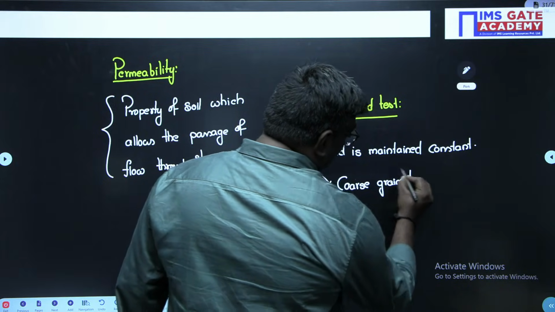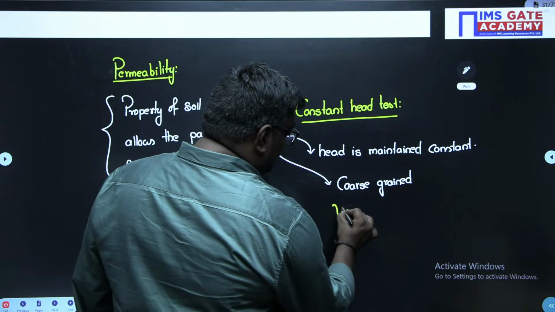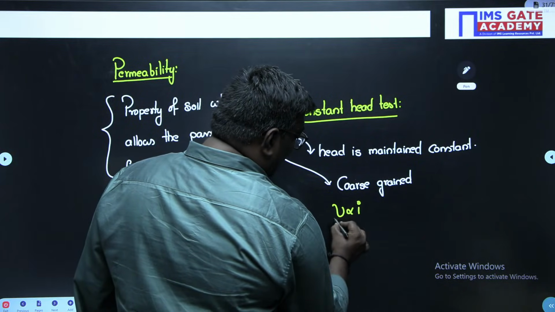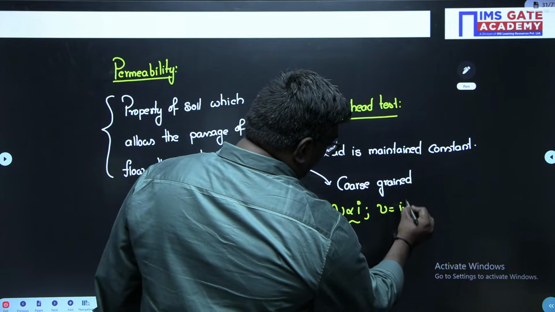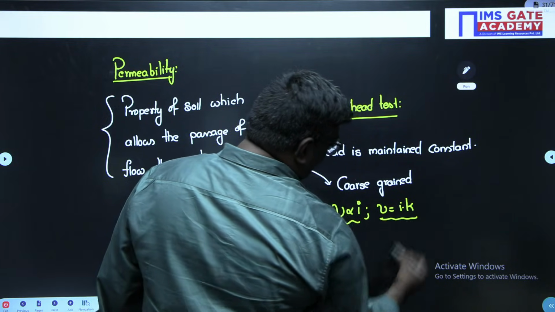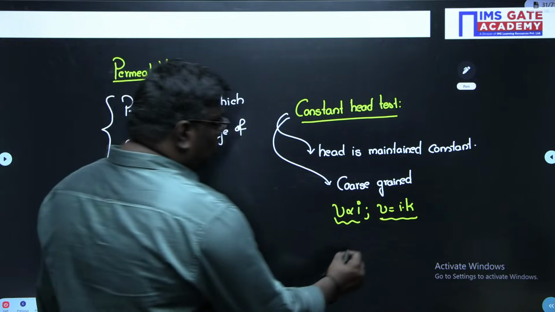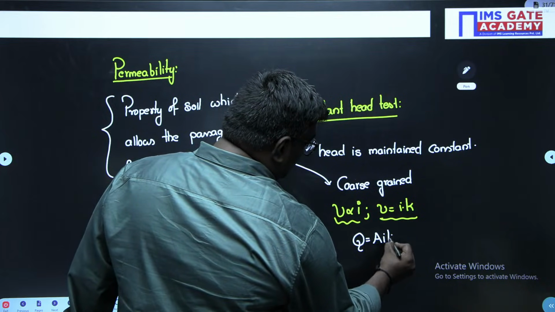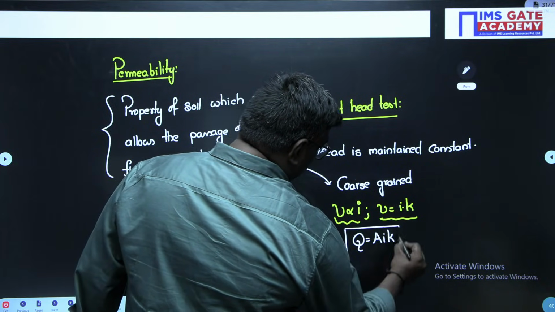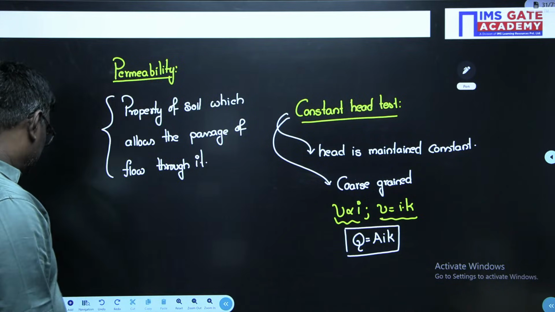Now, my dear students, in constant head test, we already know velocity is proportional to hydraulic gradient according to Darcy's law, or V can be taken as I into K, where K is the coefficient of permeability. Now, according to the continuity equation, Q can be taken as A I K. So Q is equal to AIK.